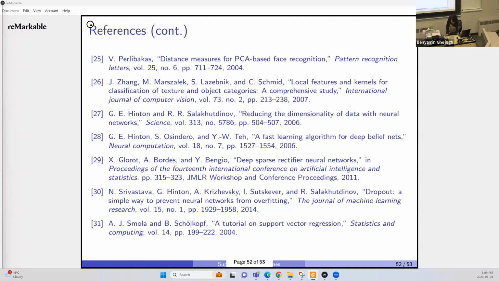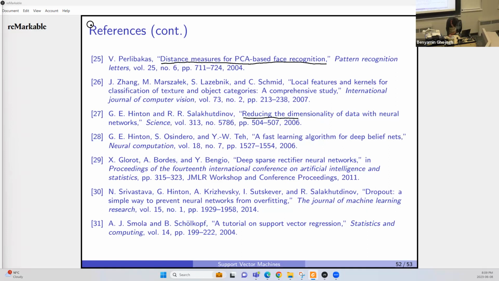So this one, distance measures for PCA-based face recognition. This is a paper which I told you why cosine is good for face recognition. Local features and kernels for classification of texture and object categories. Okay, I don't remember this one.